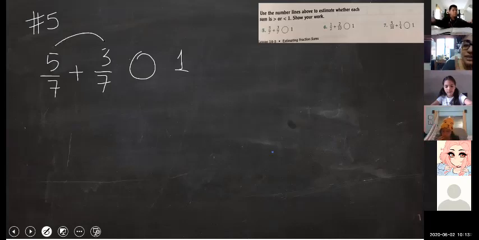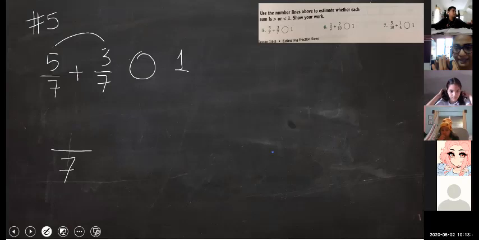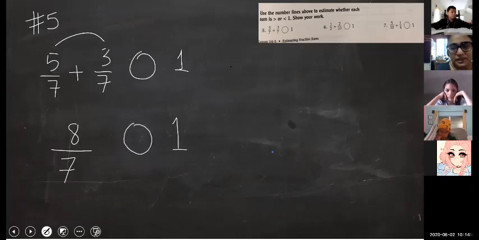Remember, when you have the same denominator, what do I have to do? Violet, what do we need to do when I have the same denominator? Okay, in this case the denominator stays the same. Copy the denominator and sum the numerators. The numerator is this. Okay, look, I have 8/7 and a unit.